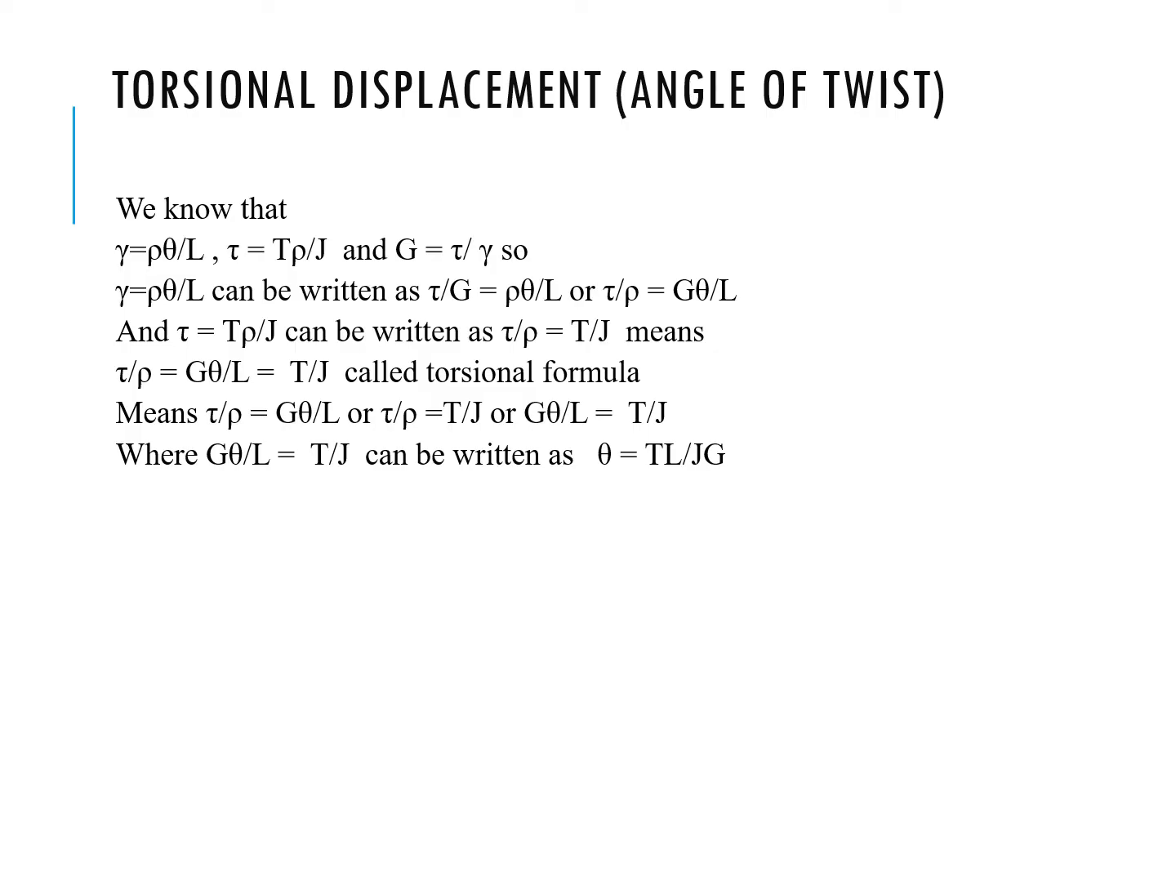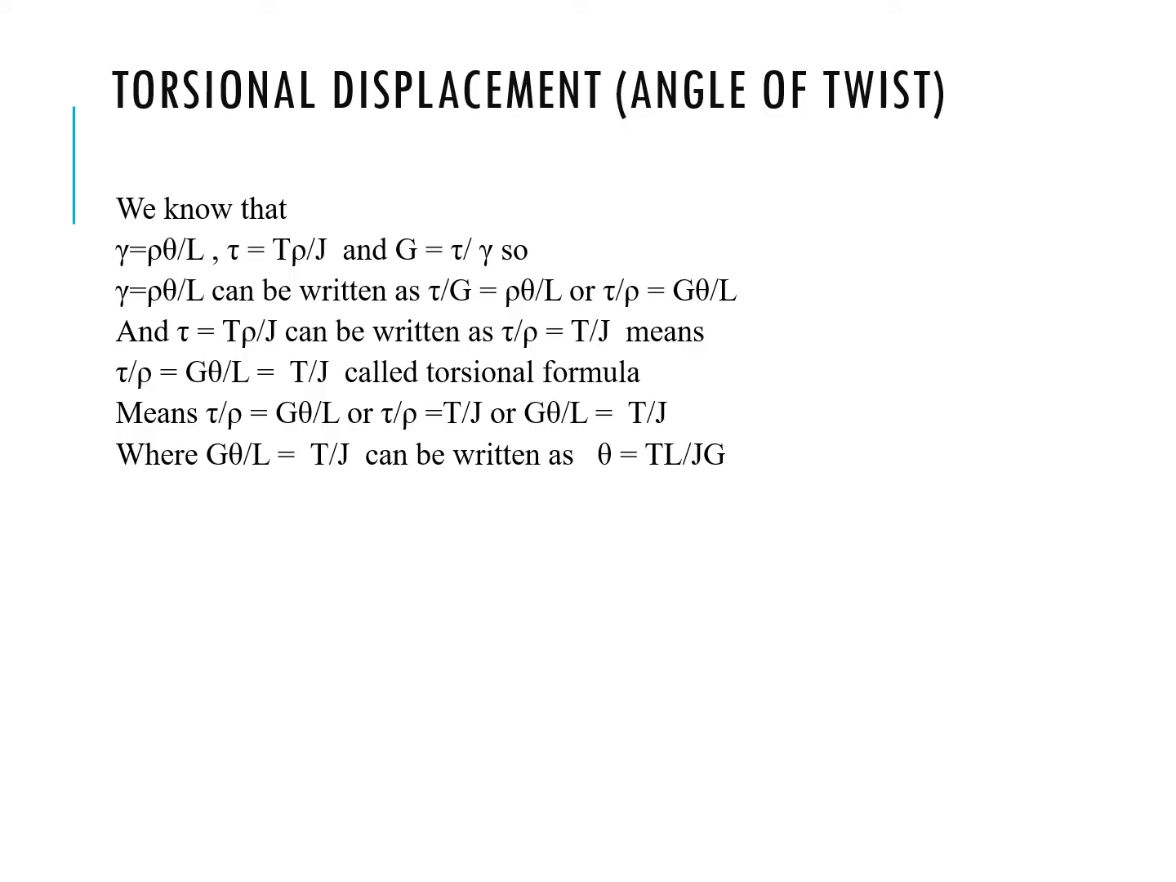Angle of twist is very important. Why is it important? When we apply torque, it produces some angle of twist, and every material has some ability, and if the angle of twist increases beyond that ability, the shaft will break. So we have to calculate that.